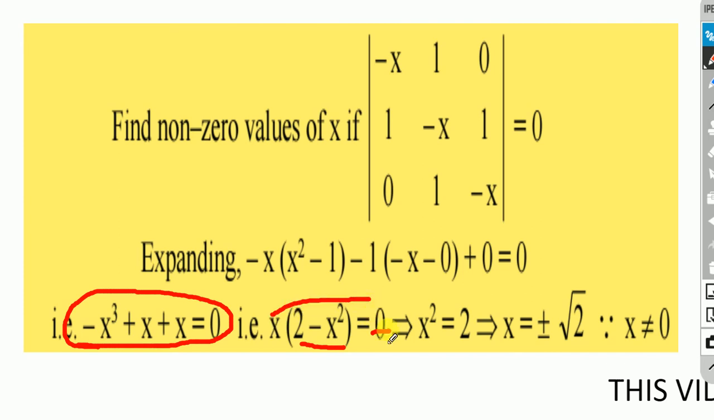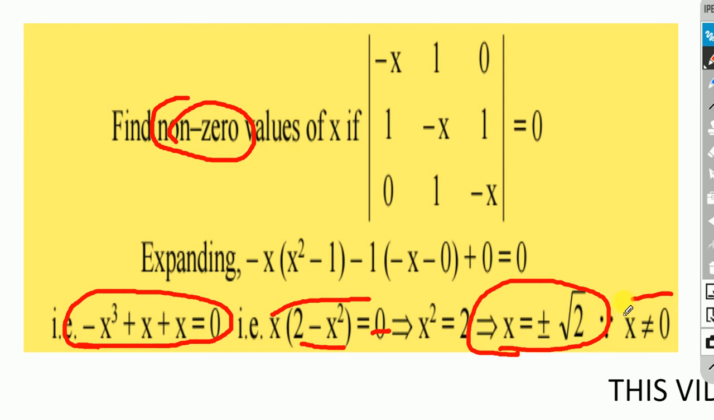Either x equals 0 or 2 minus x square is equal to 0. x is equal to plus or minus root 2. So here you have been asked to find non-zero values of x. So x is not equal to 0, therefore take x is equal to plus or minus root 2. Here options are not given, just the question is typed, and I have shown you how to find the non-zero values of x. So you can mark the answer correctly by looking at the options after finding the value.